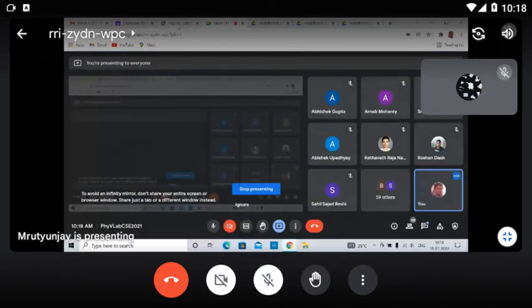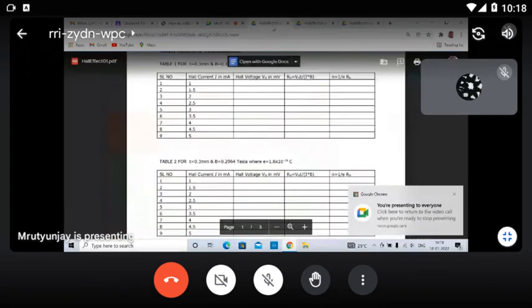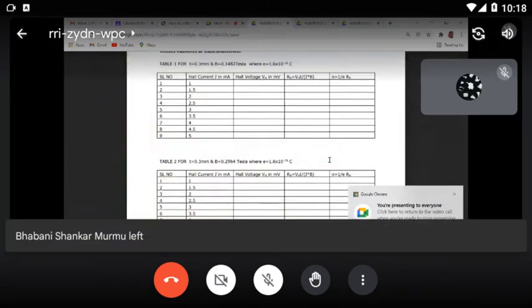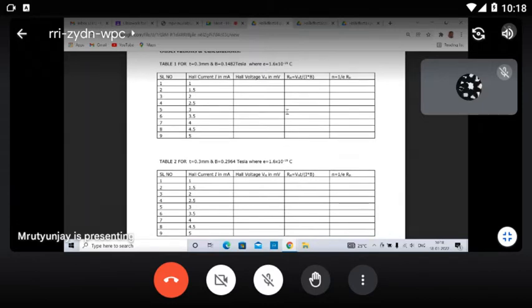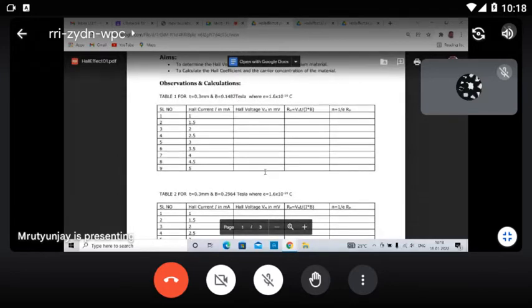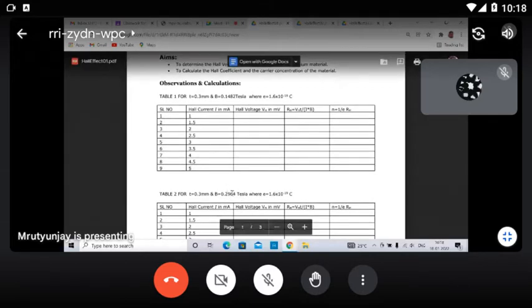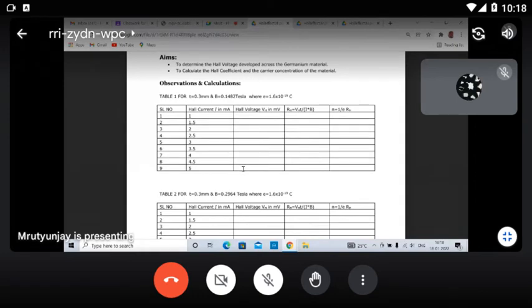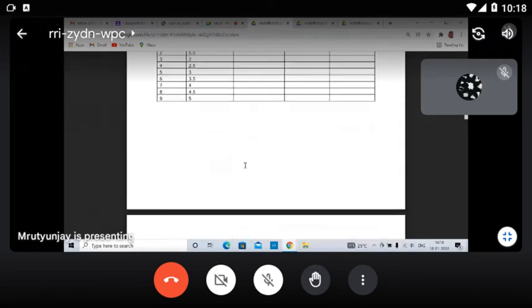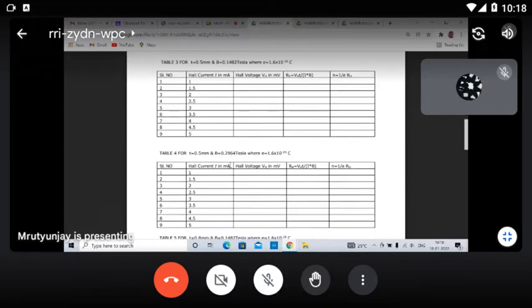Okay, fine. So right now, these are the things. You need to make it constant first, then note down the observation. In table 1 and table 2, you will notice one change. For table 1, B should be 0.1482 Tesla, and for table 2, B should be 0.2964 Tesla, and the thickness is the same. You need to change accordingly. We are doing the experiment for two magnetic fields, 0.1482 and 0.2964.